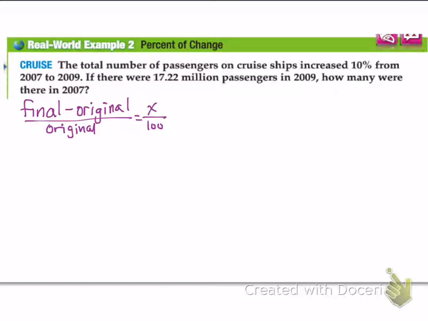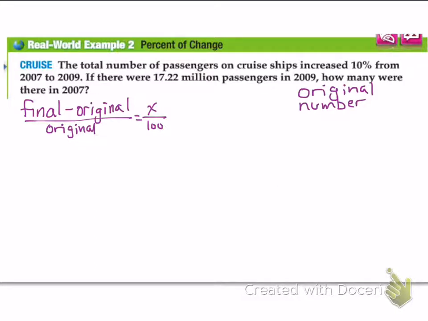Now, I rewrote the equation so that we're just remembering it. And in a real-world example, it says the total number of passengers on cruise ships increased 10% from 2007 to 2009. If there were 17.22 million passengers in 2009, how many were there in 2007? So, if you really think about what they're asking for, they are asking for the original number.